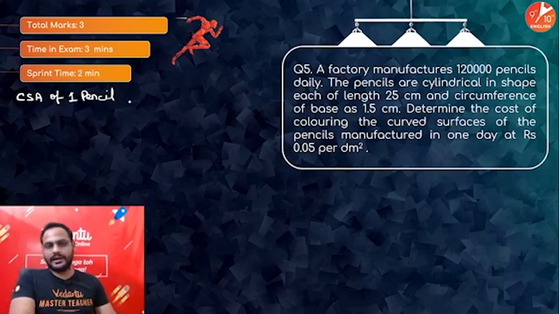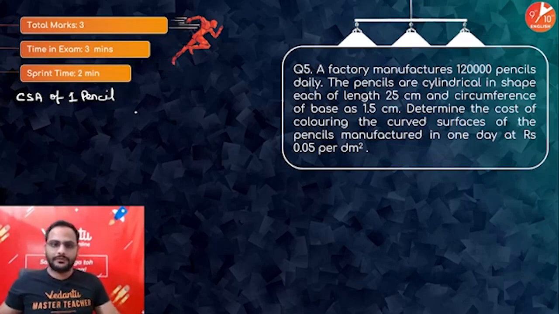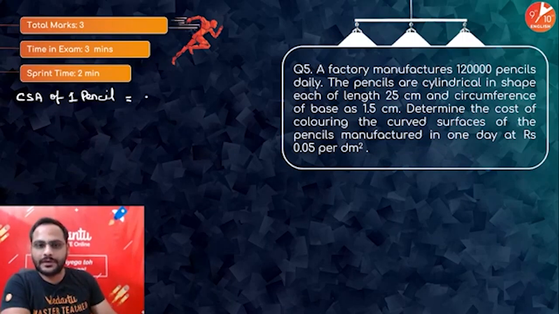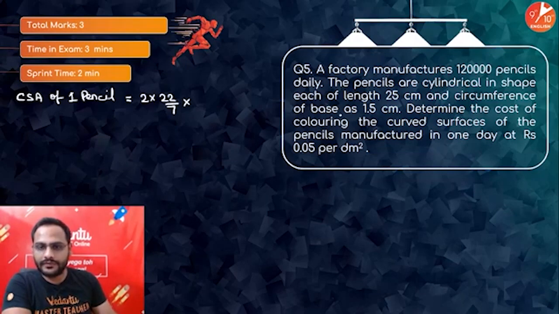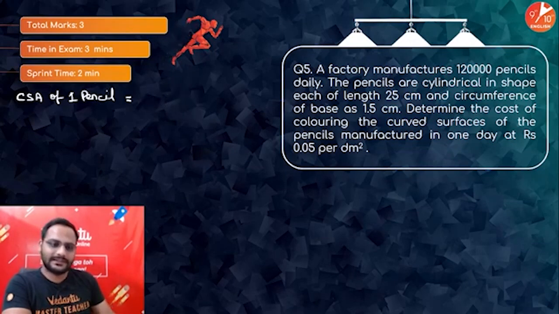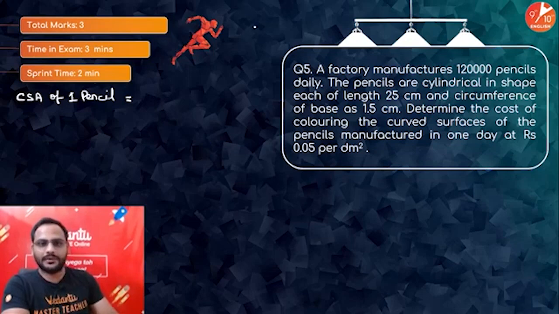Curved surface area of one pencil will be equal to what, beta? It will be equal to 2 pi rh. So 2 into pi into r is the circumference of the base. First we have to find out the radius? Why find the radius? Circumference of base means 2 pi r is given. Bas, khatam. Look, circumference of base 2 pi r is given as 1.5 centimeter.